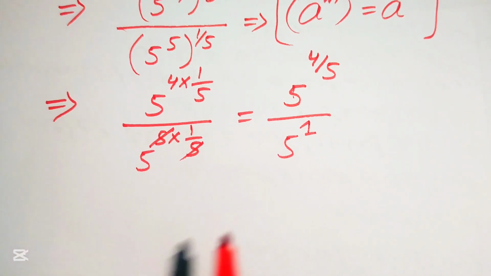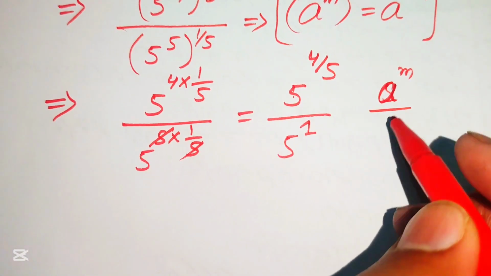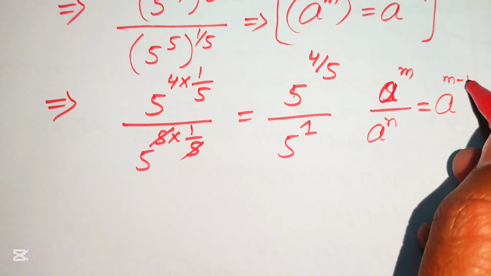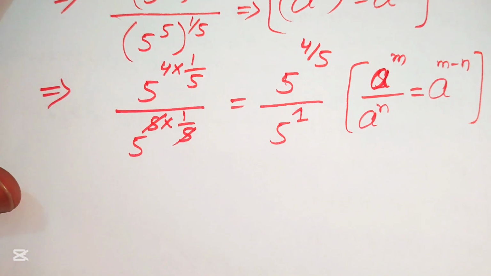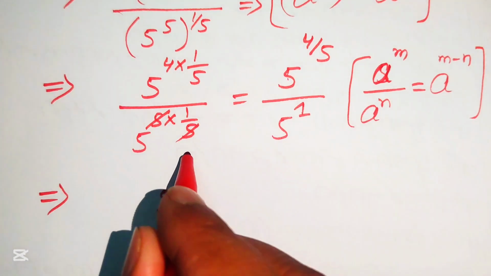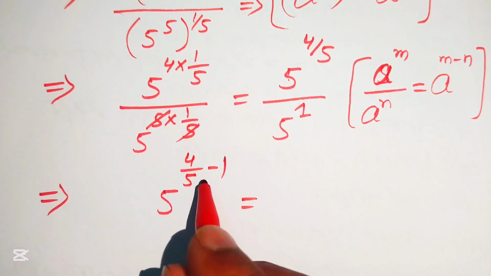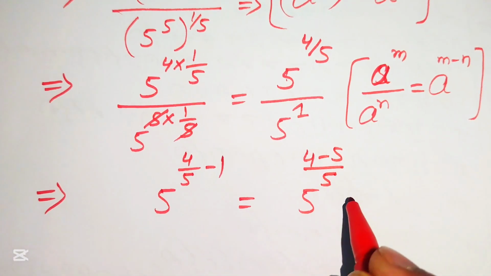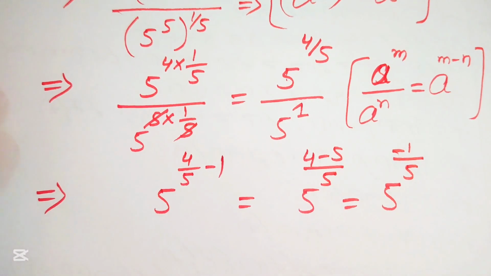Here we apply another exponent law. If you have a to the power of m divided by a to the power of n, it is equal to a to the power of m minus n. According to this exponent law, we write this expression as 5 to the power of 4 over 5 minus 1. We need to take the LCM, so it will be written as 4 minus 5 over 5. So this is 5 to the power of 4 minus 5, which becomes minus 1 over 5.